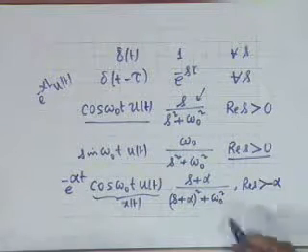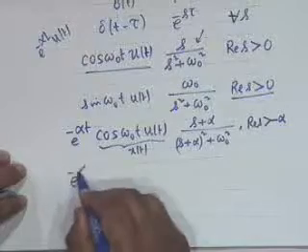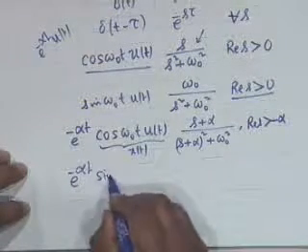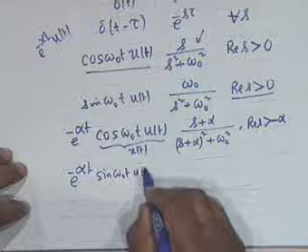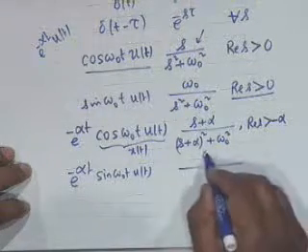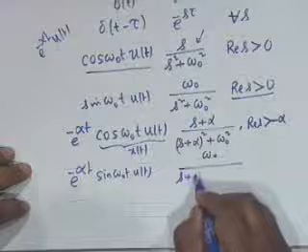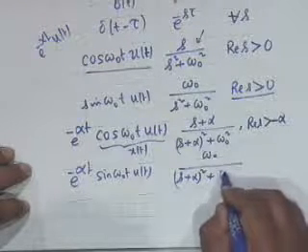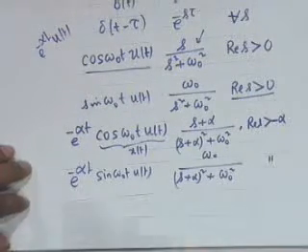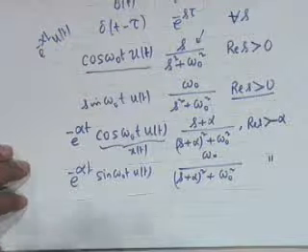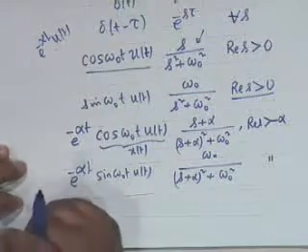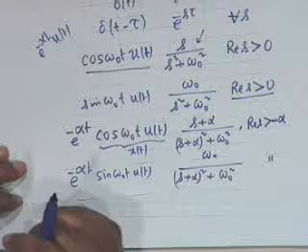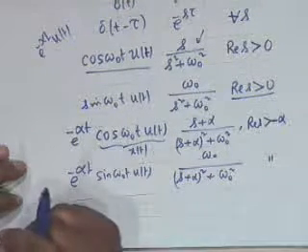That is correct. And in an exactly similar manner, if instead of cosine I take the sine function, sine of omega 0 t u of t, then all that happens is omega 0 remains the same, s plus alpha whole squared plus omega naught squared, the ROC remains the same. If you know this table, then you can solve any problem in Laplace transform, however complicated the problem is.